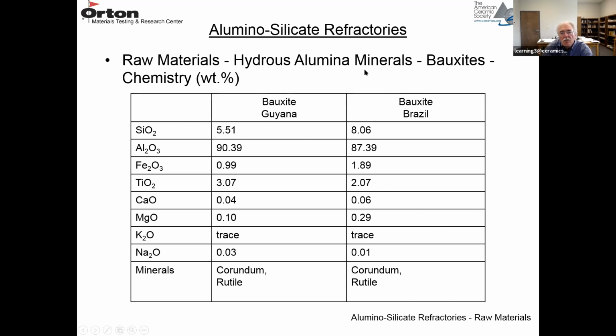So hydrous aluminum minerals, the bauxites. Here's one from Guyana, and here's one from Brazil. They're both about 90% alumina, 5 to 8% silica, and then you can see the impurities. They contain quite a bit of rutile, about 3% here and 2% here. Iron is pretty high, 1 and 2%, and everything else is fairly low. So if you look at the crystalline phases that are present, both are corundum. The majority of the material is corundum, and there's some rutile also, which is the TiO2.